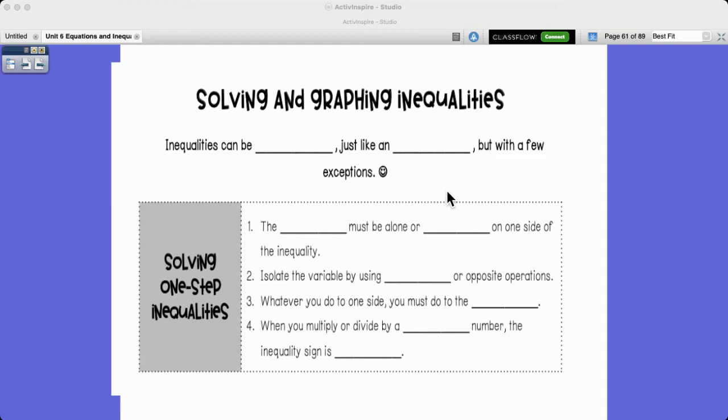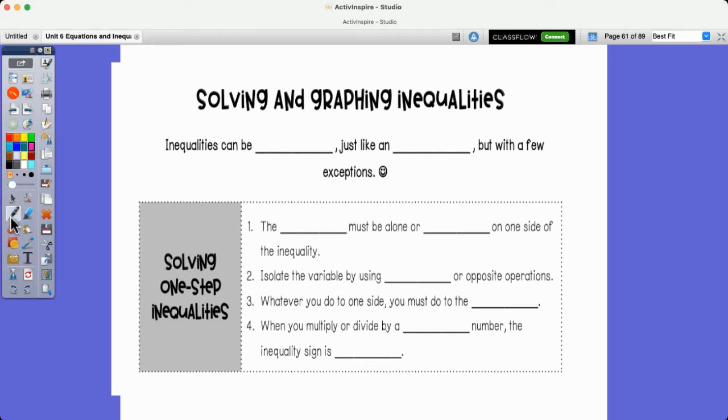We are working on solving and graphing inequalities. So go ahead and get out your note papers and let's get started.